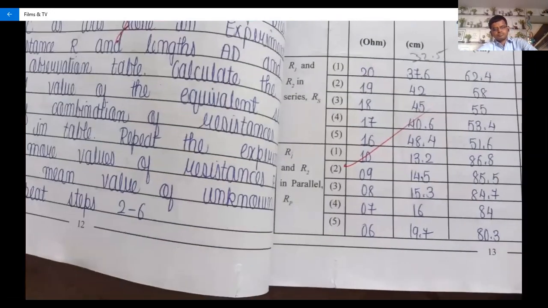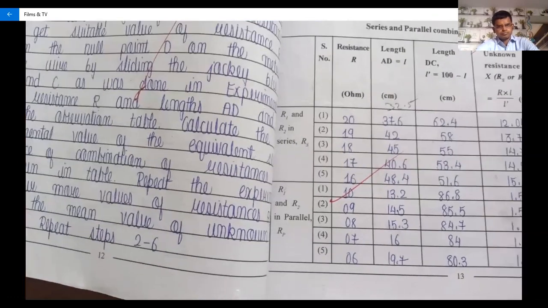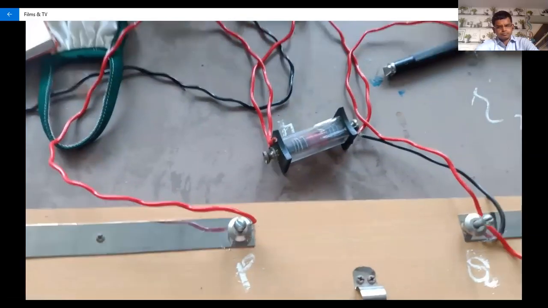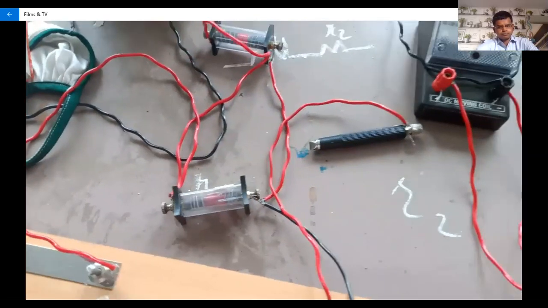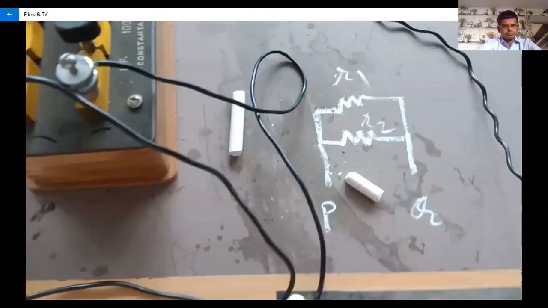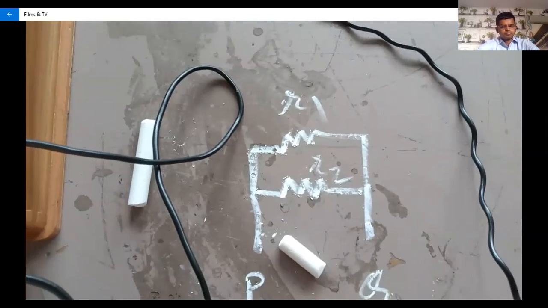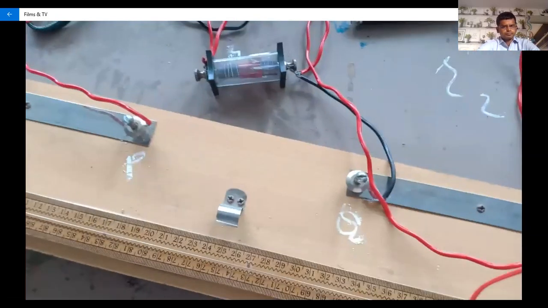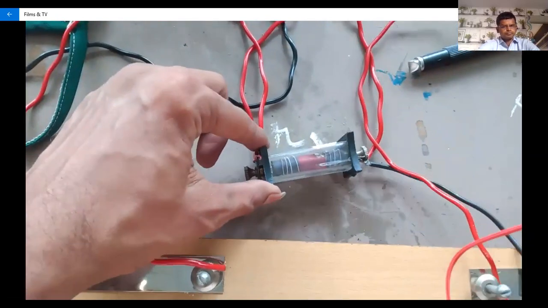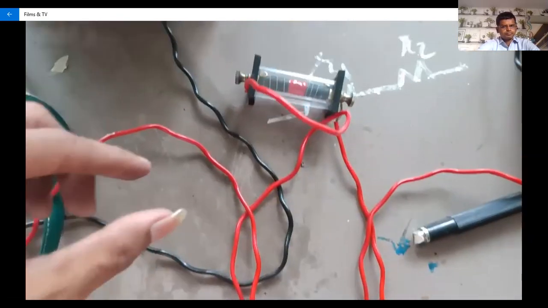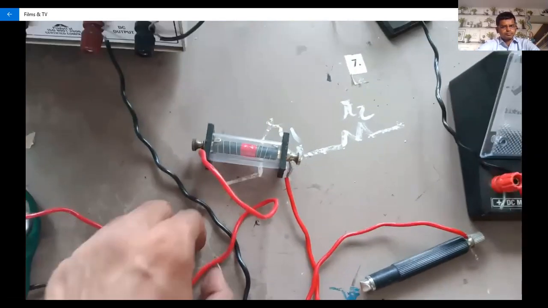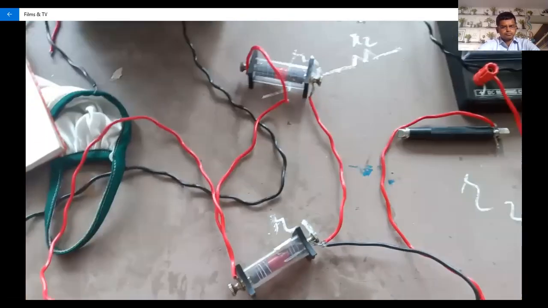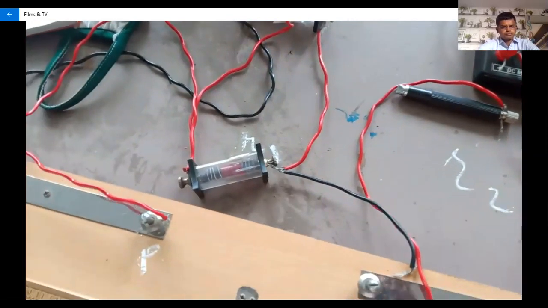Now the second part: the practical with R1 and R2 in parallel. Here we connect R1 and R2 in parallel. It is a simple circuit connection. R1 and R2 are both connected, one up and one down. Between P and Q, first we connect R1, and then R2 is connected in parallel with R1. Now how do we connect R2 with R1? The remaining connection is the same. We do not change the connection.